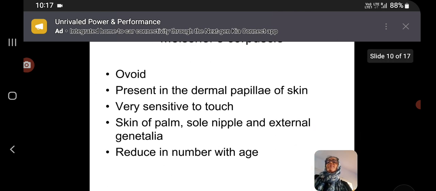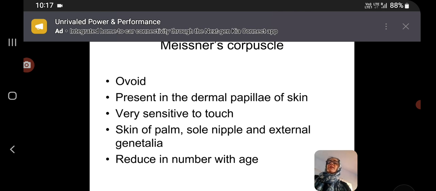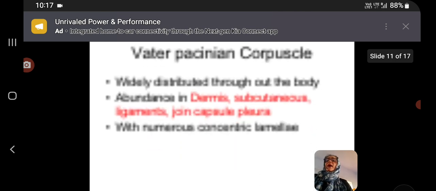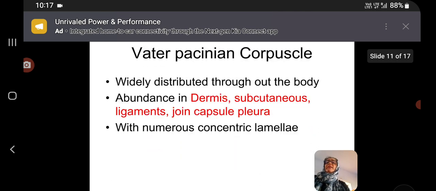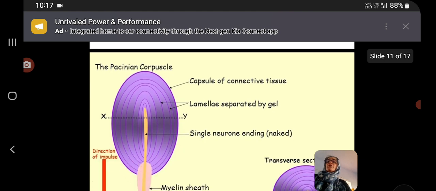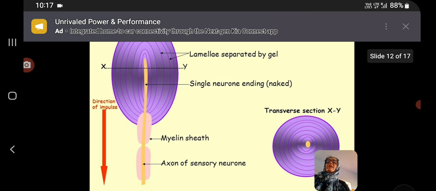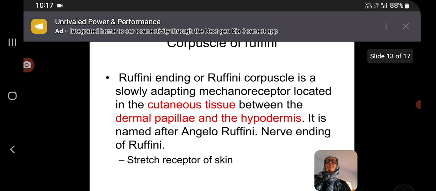Meissner's capsules are ovoid in structure and present in the dermal papillae of the skin. They are very sensitive to touch, and are present on our palm, sole, nipple, and external genitalia. They reduce with age. Then there is the Vater-Pacinian capsule, also present in our dermis, subcutaneous tissue, and pleura. Here you can see the Pacinian capsule. Its structure is lamellar.